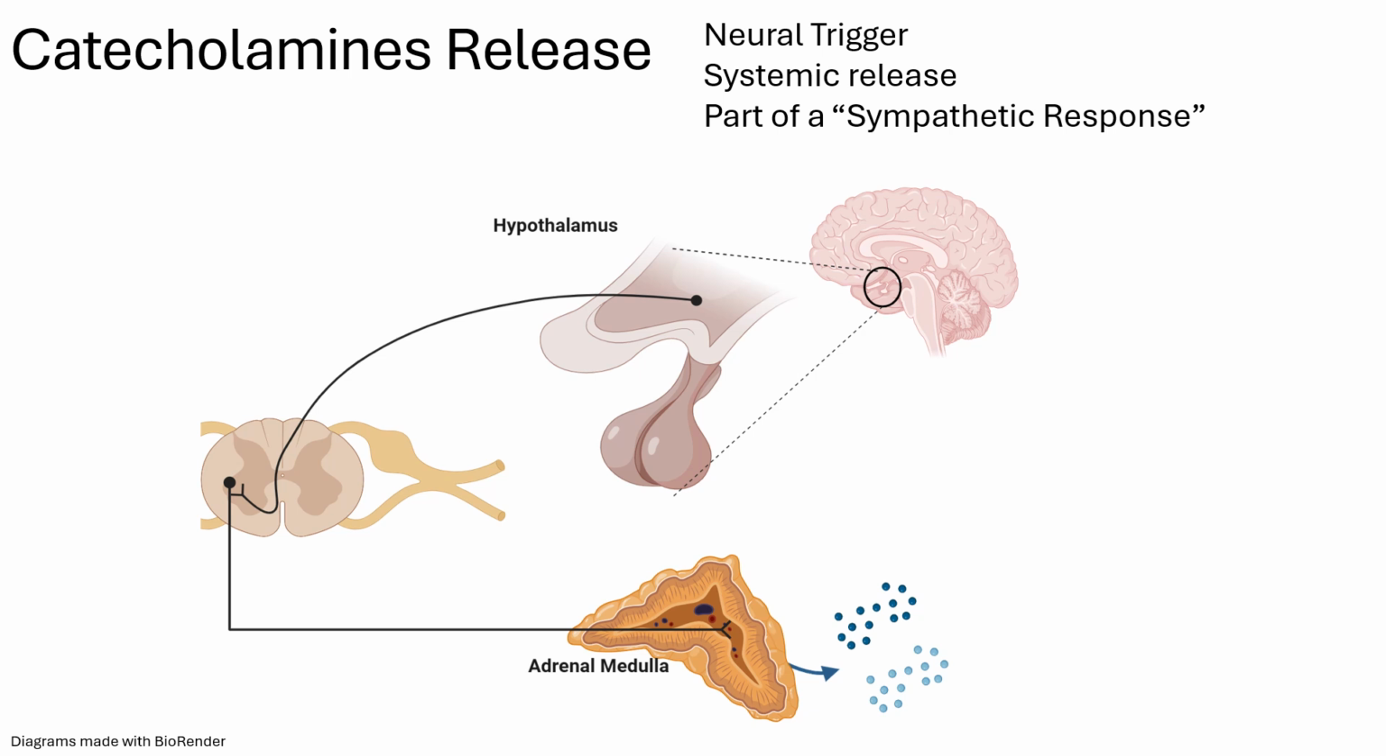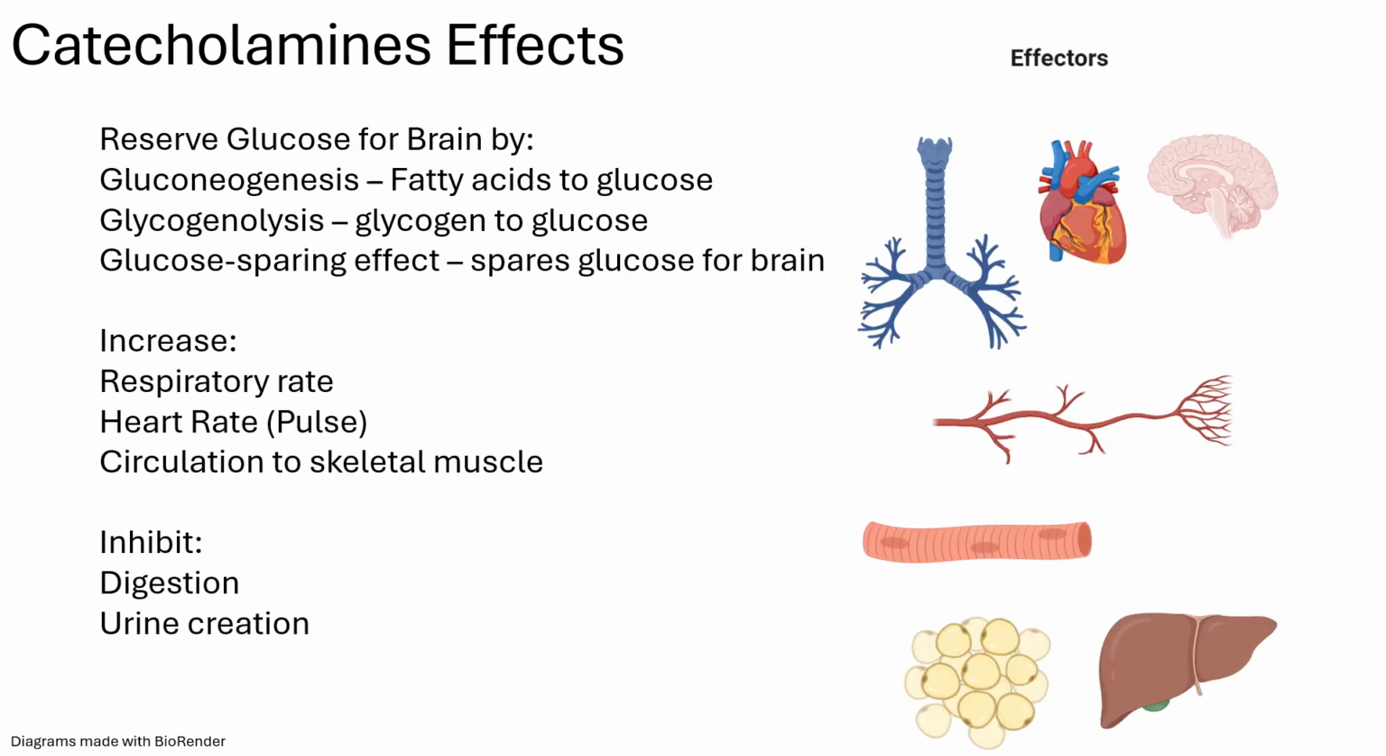So the heart beats faster and with greater force. Blood vessels constrict to redirect blood to skeletal muscles. And bronchioles in your trachea dilate to allow more oxygen intake as you are running away from the threat.